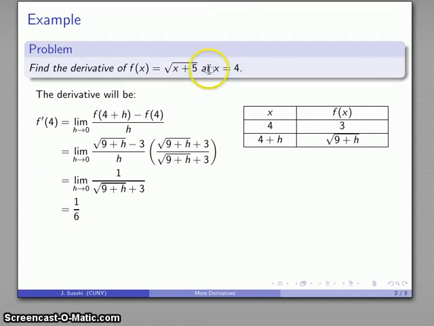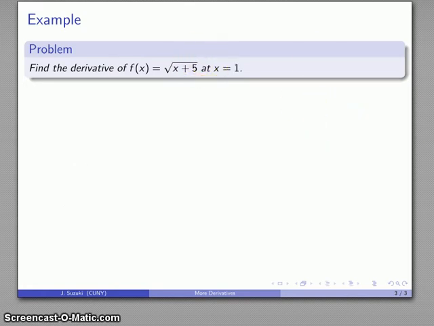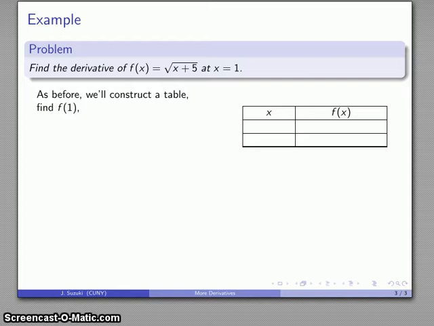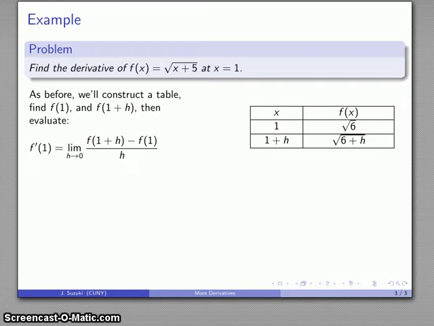Well, what if I change the x value? So I'll keep the function, square root of x plus 5, but maybe I want to find the derivative at x equal to 1. I could do exactly the same thing, so I'll construct a table. I want to find the function value at 1, there it is, and the function value at 1 plus h, substituting it in, there it is. My derivative, again, is just defined by the limit as h goes to 0 of a particular expression, and so I can substitute in my values. I know what f of 1 plus h is, I know what f of 1 is, and there's my function expression. Again, it's a radical expression.